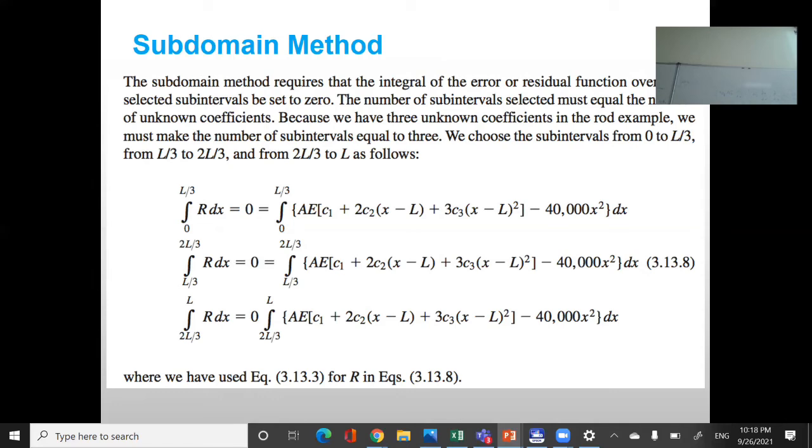Can you do the integration and put the limits? You can, right? So how many equations do you get? 3 equations, C1, C2, C3. And then you can solve for them. This is called subdomain. The whole thing is called the domain. First subdomain, second subdomain, third subdomain. Okay, what's the third method?